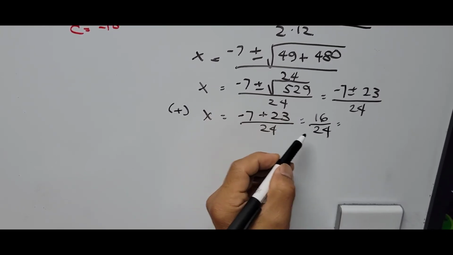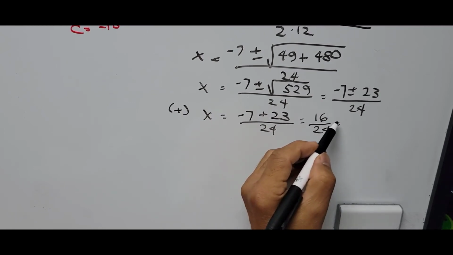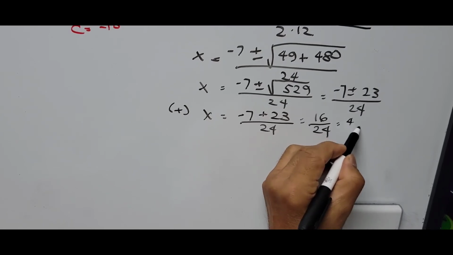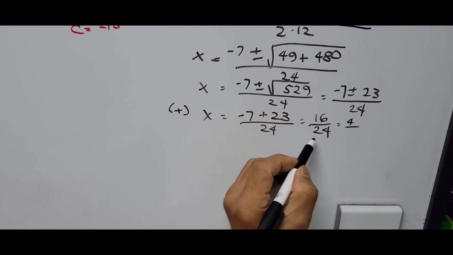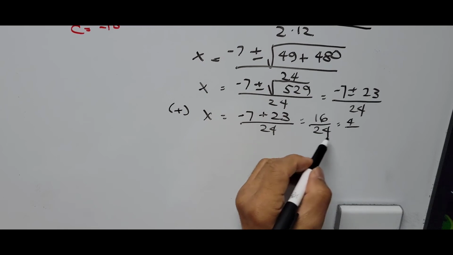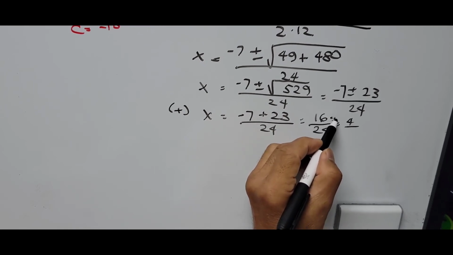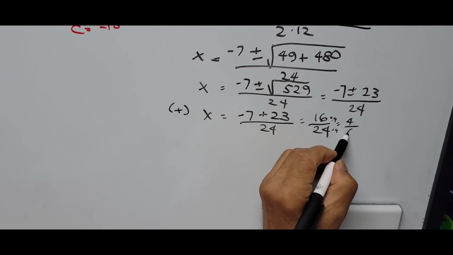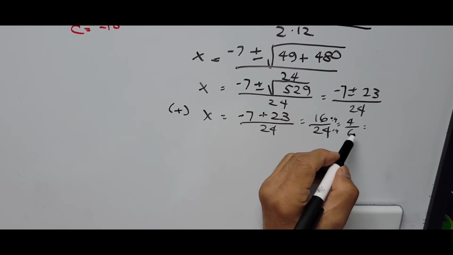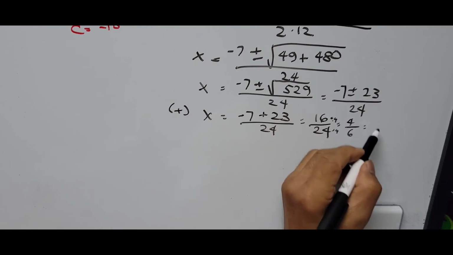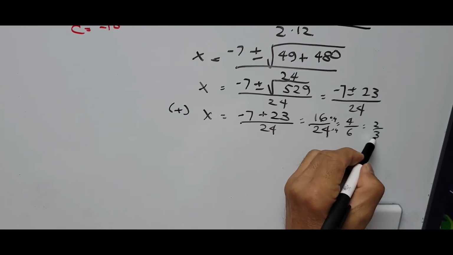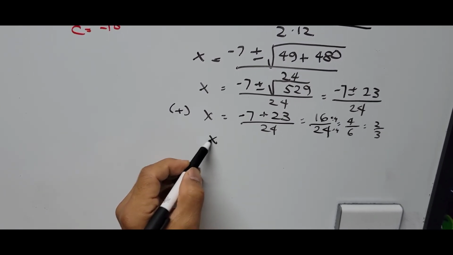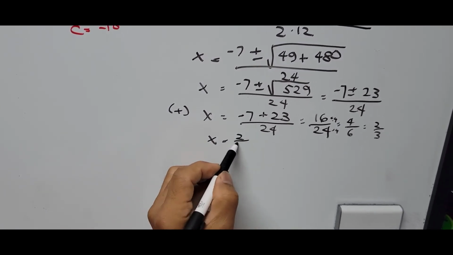Reduce to lowest terms. So divided by 4: 16 divided by 4 is 4, and 24 divided by 4 is 6. And that is once again divided by 2. That is 2/3. So the first value of x is 2/3.